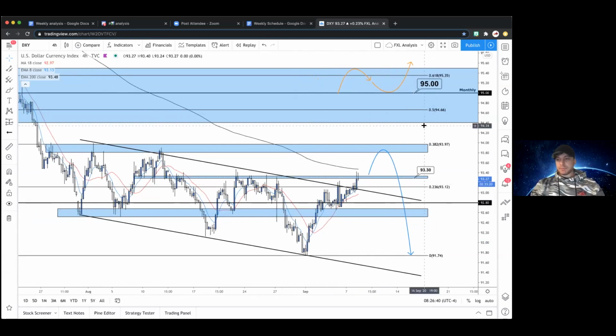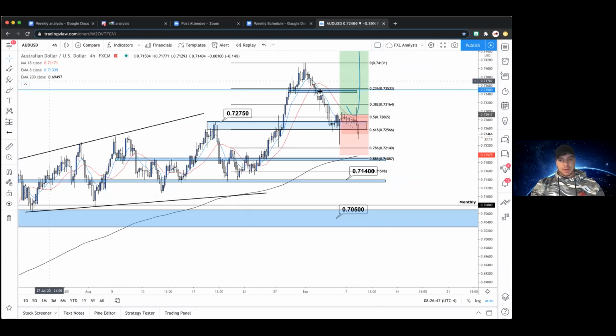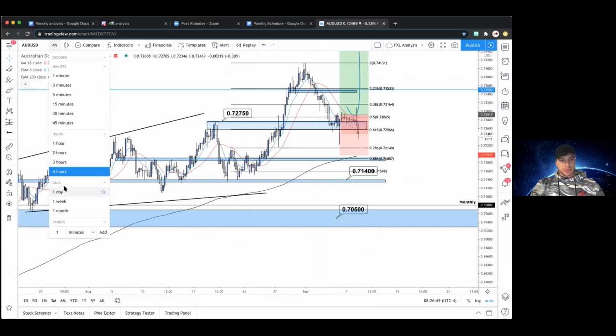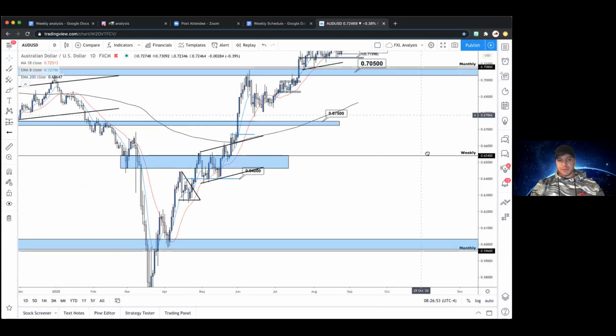All right, let's move on to our next pair, AUD/USD. All right, daily time frame first. Let's see. Move this over. All right, so this pair is very bullish.